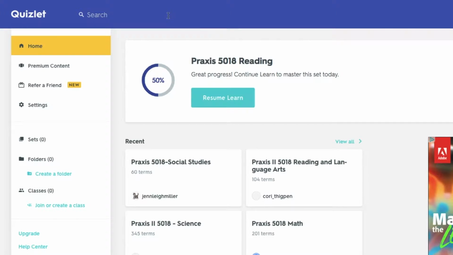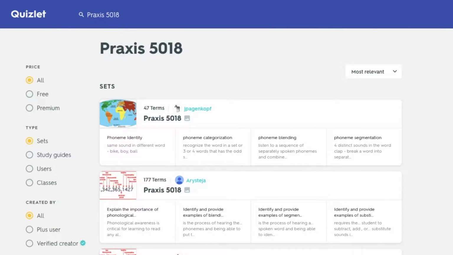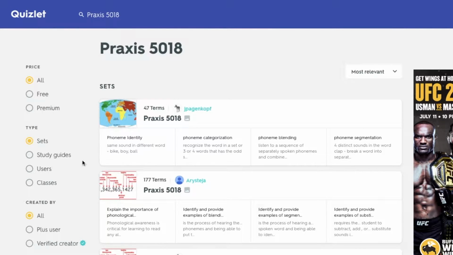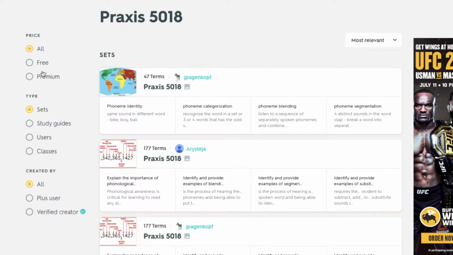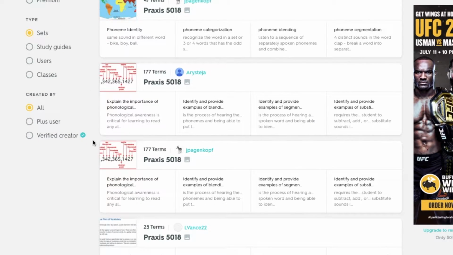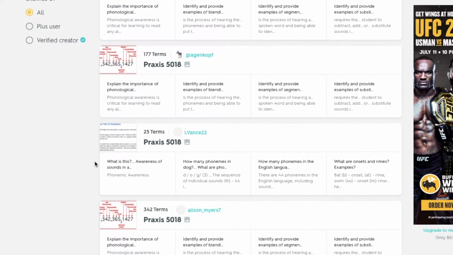The next thing I'm going to be talking to you about is how I use Quizlet to study for the Praxis. You're seeing the search bar, so it says Praxis 5018, which is my content number for what I need to take for the Praxis. And there are so many different sets and study guides that you can go to. So these are all Praxis 5018 that people have made, these sets that they have made for you to study off of and to use to your advantage to be able to pass the Praxis.